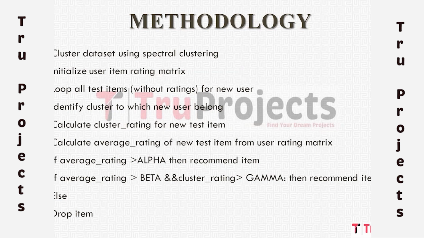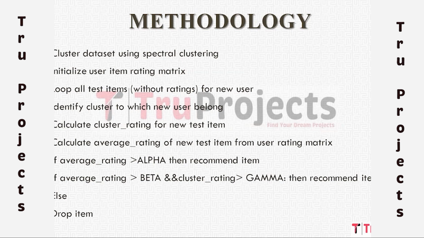Second module is initialize user-item rating matrix. The user-item rating matrix is a fundamental component of collaborative filtering. It represents users' ratings for different items. The matrix is typically sparse since not all users rate all items. This matrix is initialized with the available user ratings and can be used to estimate missing ratings for recommendation.